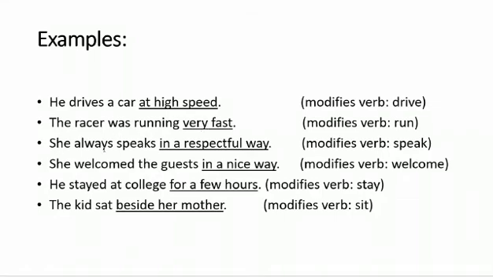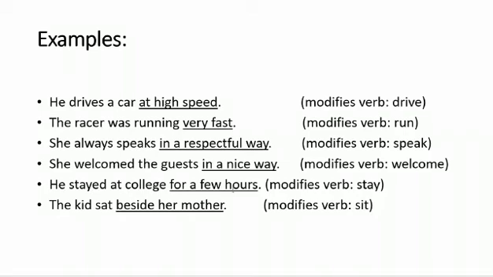Now look at example number three. She always speaks in a respectful way. How does she speak? She speaks in a respectful way. So, this underlined part of a sentence is describing the verb speaks. So, it is an adverb phrase. Now, look at number four. She welcomed the guests in a nice way. How did she welcome the guest? Well, she welcomed the guest in a nice way. It shows her manner. So, therefore, this underlined part of a sentence is called an adverb phrase as it describes the verb welcomed.